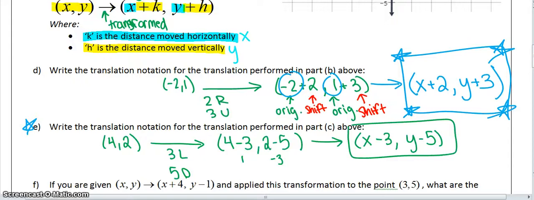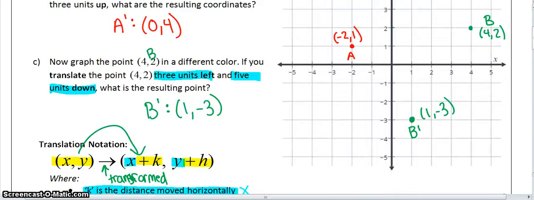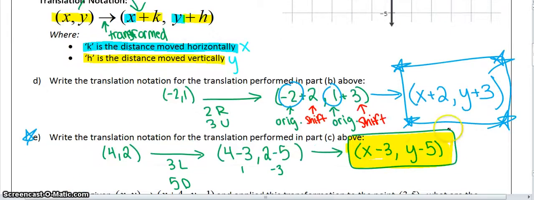Okay, if you've done this correctly, you should get the rule x minus 3, y minus 5. Now, why is it minus 3 and minus 5? It's because you took the x-coordinate that you started with, and you moved to the left 3. Left is getting smaller, so it's subtraction. And you took the y-coordinate and you moved down 5. So down is also getting smaller, so that's why we subtract.